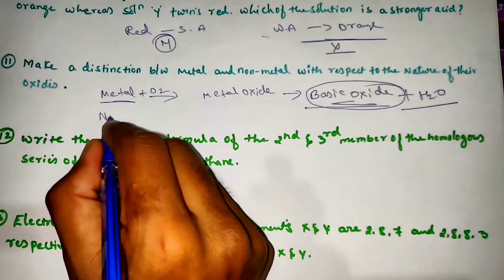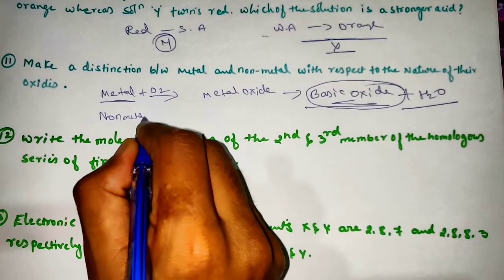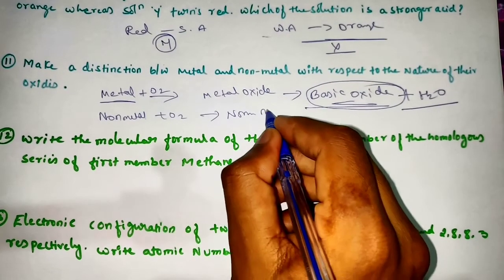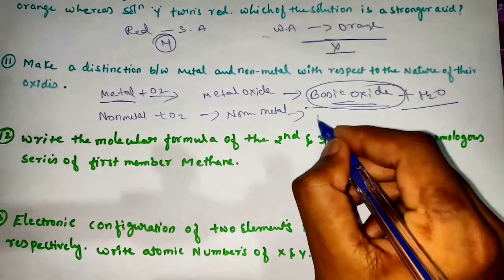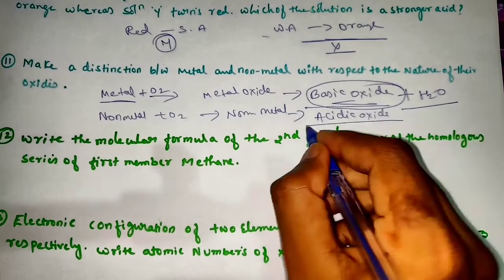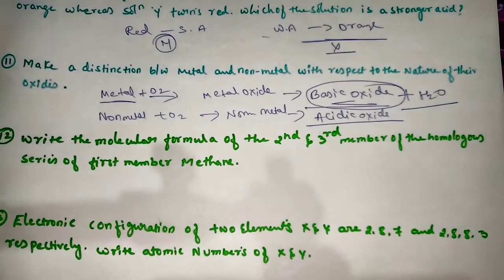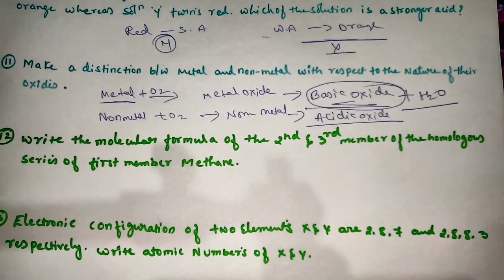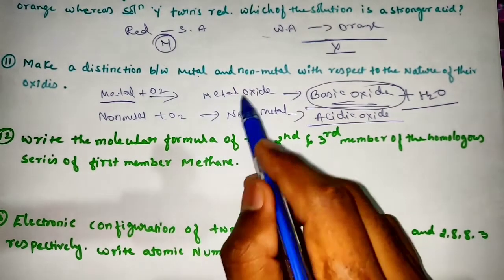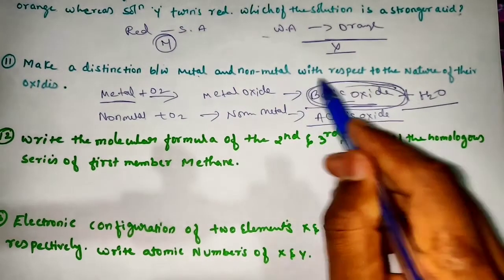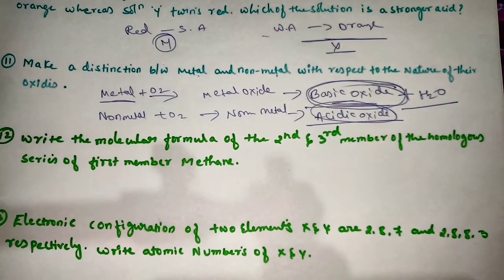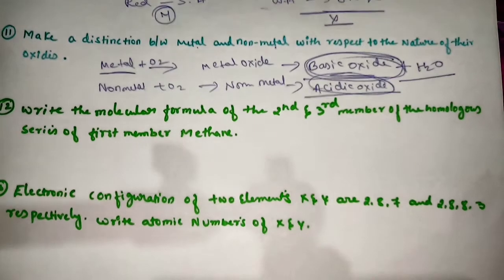Next, non-metal: if you react a non-metal with oxygen, it will produce non-metallic oxides, and non-metallic oxides are also called acidic oxides. Afterwards it will produce the acid, hence they are acidic oxides. So what is the distinction you can say? Metal oxides are basic oxides and non-metal oxides are acidic oxides. This is the major difference between metals and non-metals.